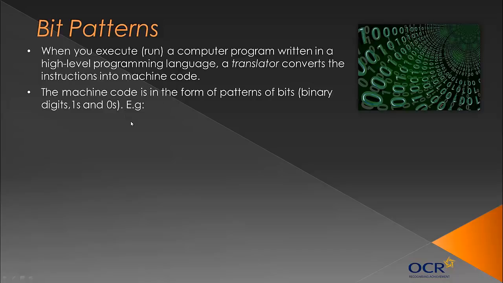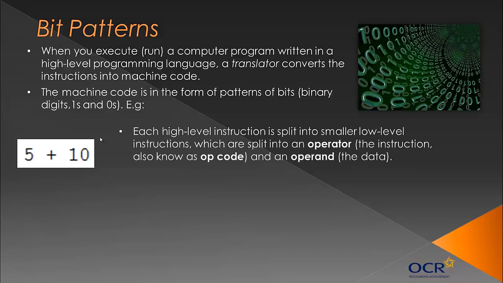This is just showing an example of how the processor represents it. You do need to know all this. Here we've got an instruction in Python, 5 plus 10, very simple. The computer doesn't understand what that means, because it doesn't understand anything other than binary, so it has to convert it. Each high-level instruction is split into smaller low-level instructions in the form of machine code, and these are split into an operator, which is essentially the instruction, and some may also call it an opcode. The exam board use opcode, but they also allow operator, which is what I was taught, and an operand. An operand is essentially the data.